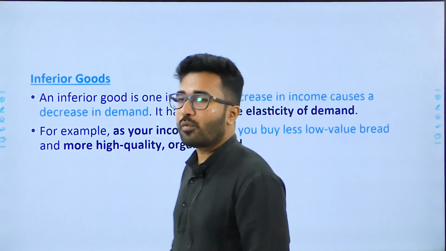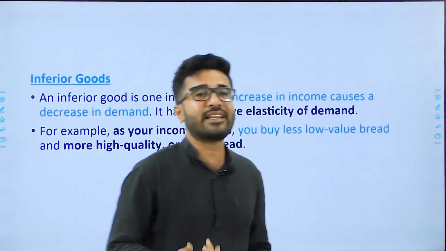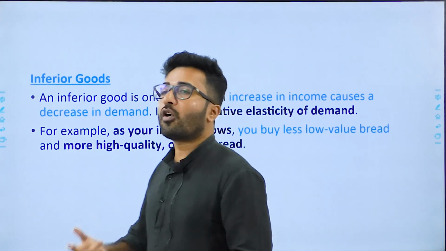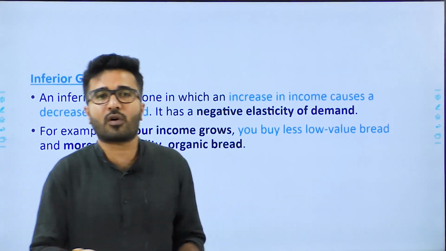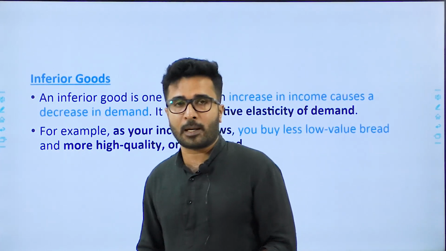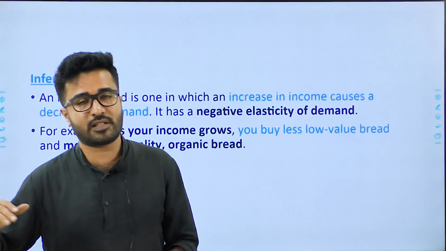For example, a branded watch or a smart watch or the latest version of an iPhone. As the income of the person increases, he won't be buying a local Samsung phone or a low variant phone. He will be purchasing the upper variant model. So that good is having a positive elasticity of demand.